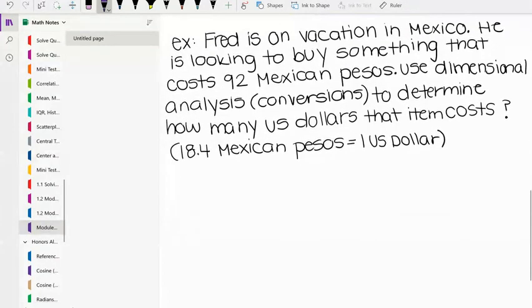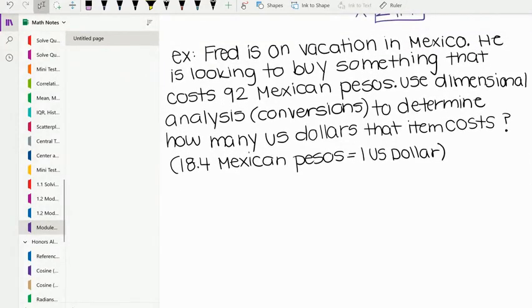Okay, last problem. Fred is on vacation in Mexico. He is looking to buy something that costs 92 Mexican pesos. Use dimensional analysis to determine how many US dollars the item costs. Remember, dimensional analysis is just the process of converting. Okay, so we have 92 pesos. And I want to convert that to US dollars.